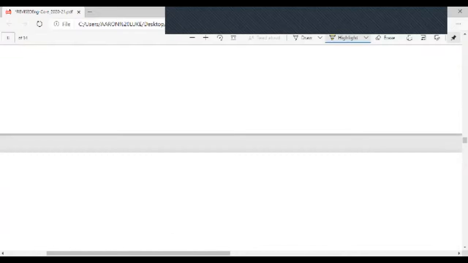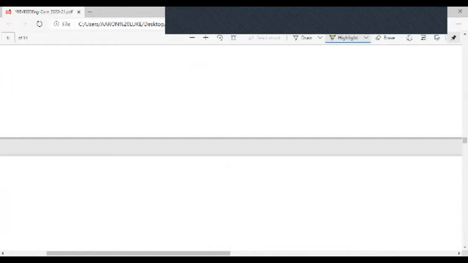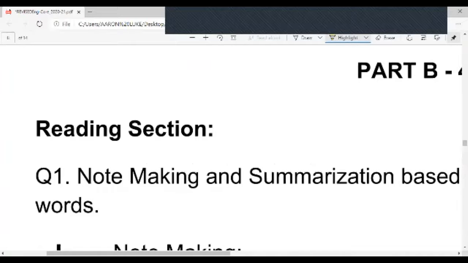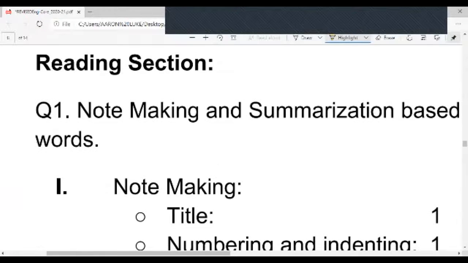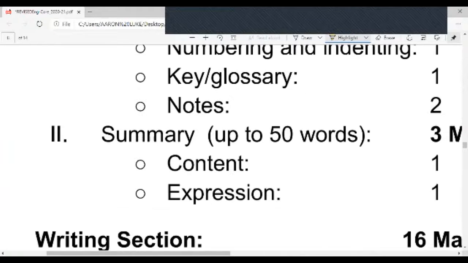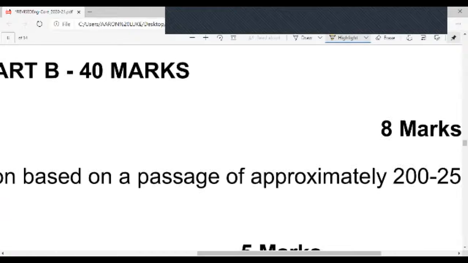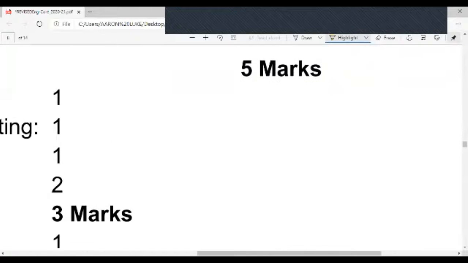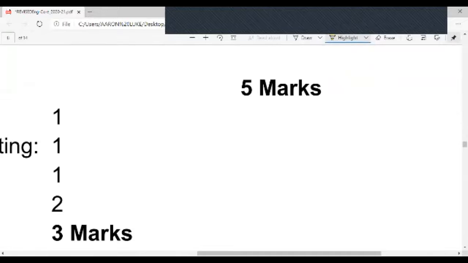So with that, we will say bye-bye to the objective paper. Your objective paper has completely finished. 40 marks of the paper is over. Moving ahead to Section B, which is the descriptive paper, you have note making and summarization. For example, 5 marks is for the note and 3 marks is for the summary.